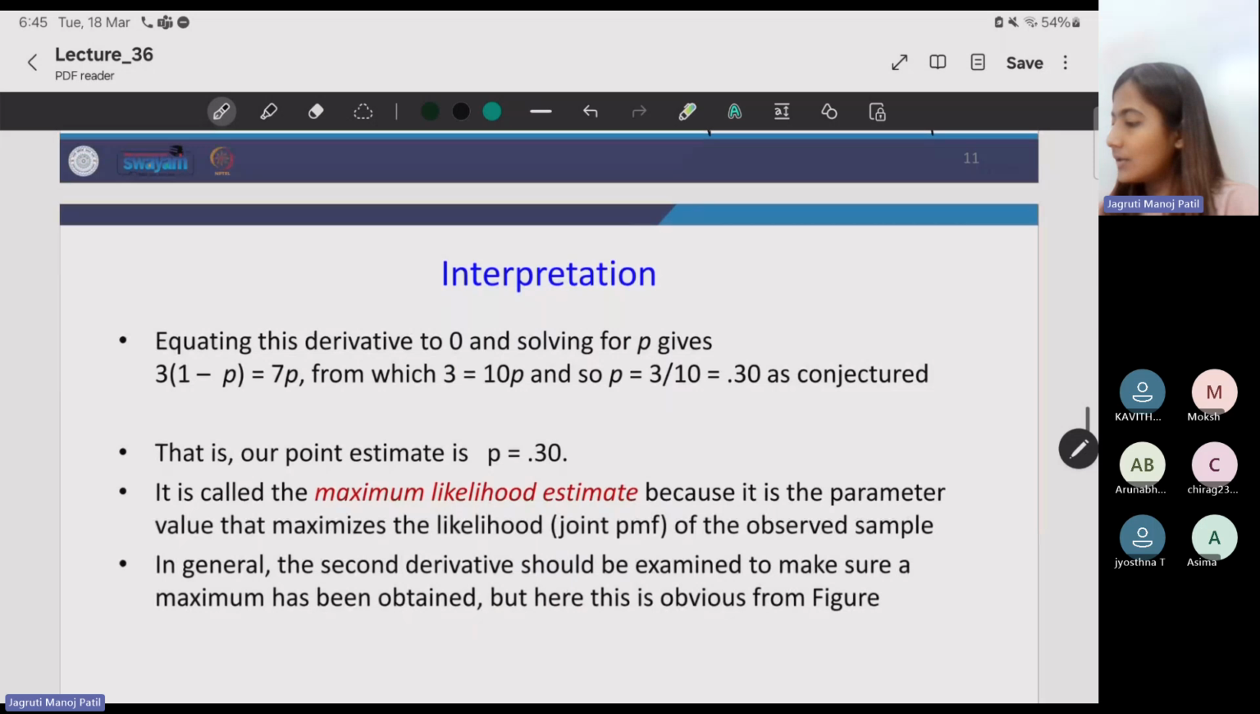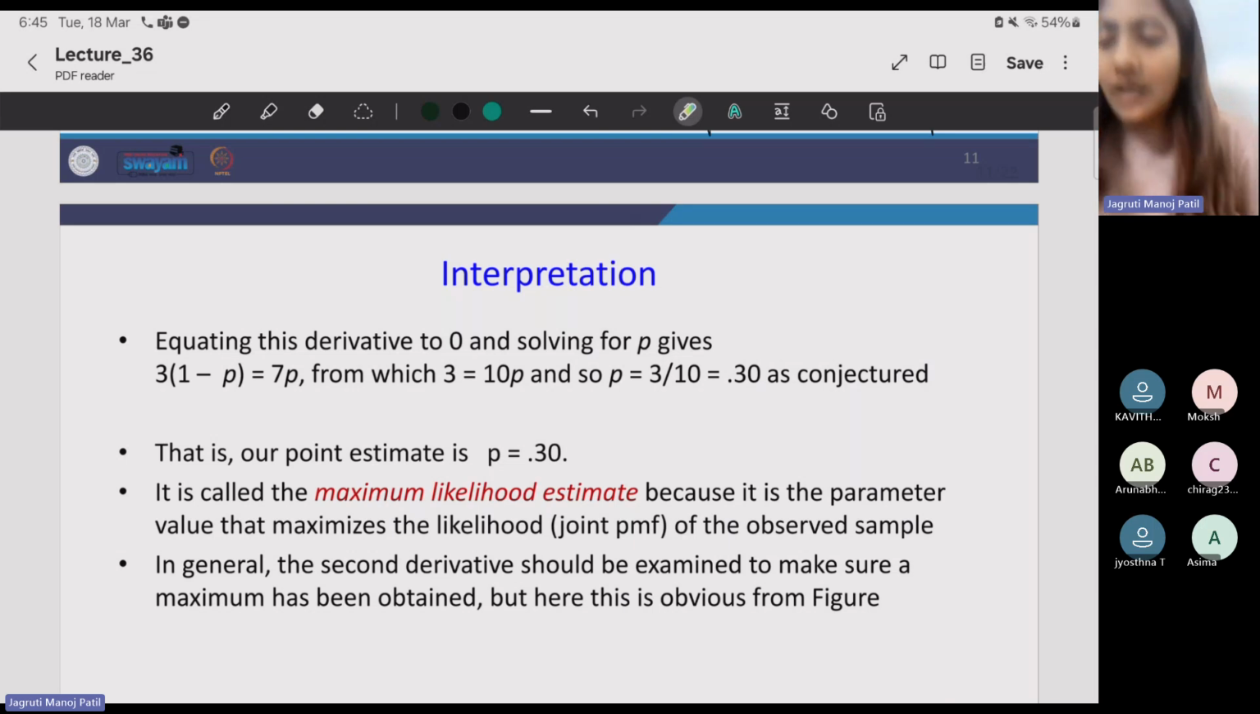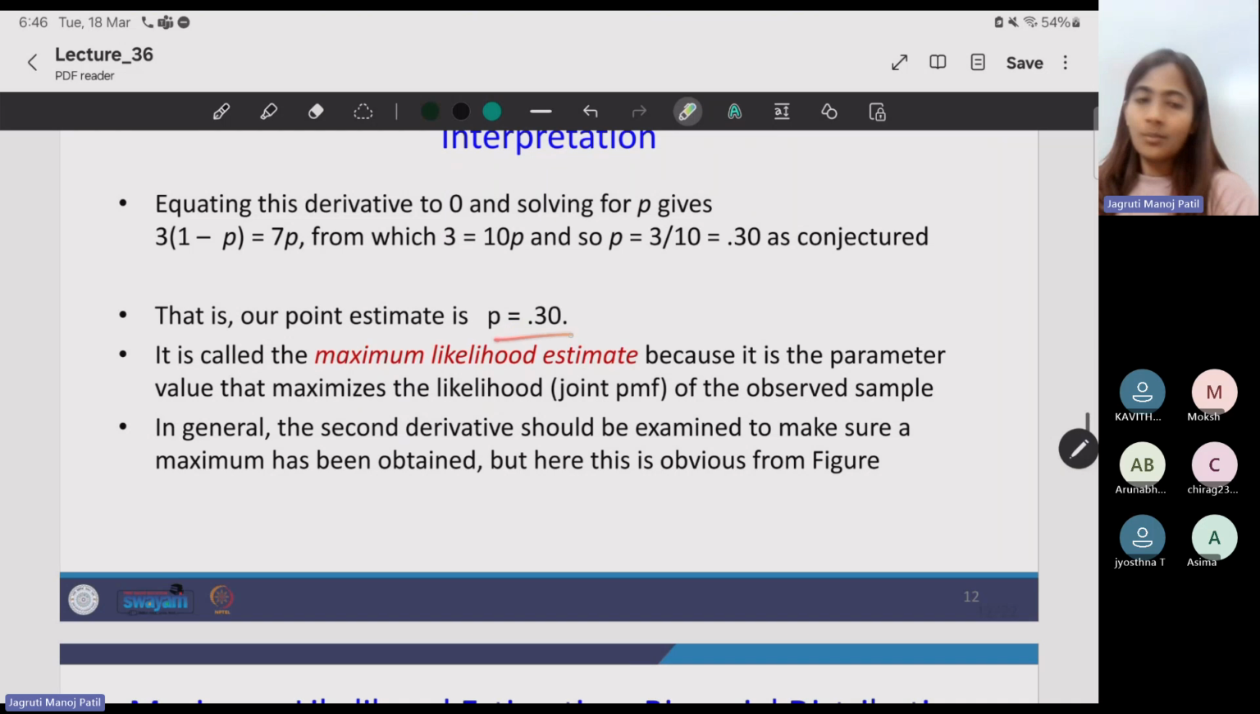So you equate the derivative to 0. Why did we do that? If you remember, when we wanted to find the global or local maxima or minima, first we differentiated our equation, made it equal to 0, and found the zeros. Then we took the second order derivative and saw whether it was less than or greater than 0, so that the value was accordingly a maxima or a minima. So our point estimate here is p equals 0.3.